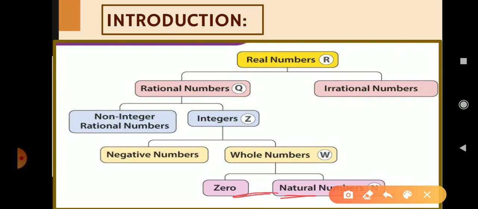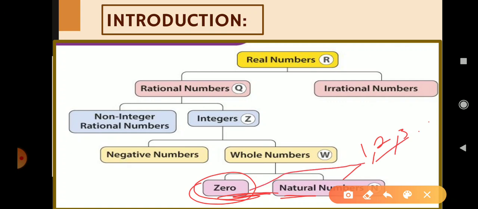Along with natural numbers, if you consider 0, that is, natural numbers means 1, 2, 3, and so on, and along with that if we consider 0 also, together we call it whole numbers. Natural numbers are represented by the letter N. Whole numbers are represented by W.